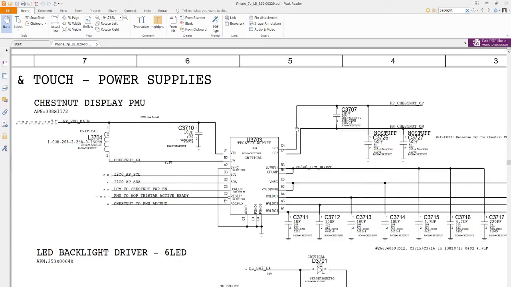Now, do you have to know what all of these lines mean? Do you have to know what they all do? No, not necessarily. There are some main lines that you look for when you're trying to diagnose your problem. First of all, you see here VIN. This is your voltage in. This is what's powering this chestnut chip.